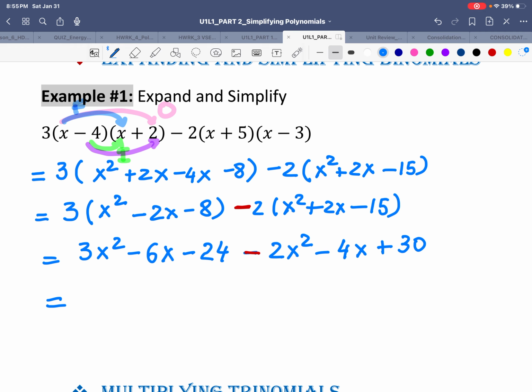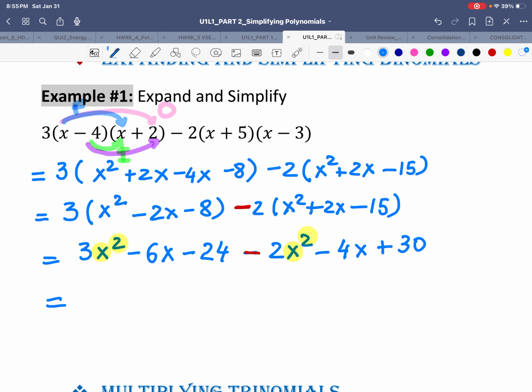Lastly, we're going to collect like terms. Collecting like terms, it's kind of fun. So the x squared terms got together. So remember, they have to have the same variable raised to the exact same power. And all we do is work out the coefficients.